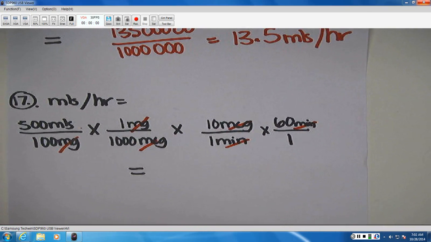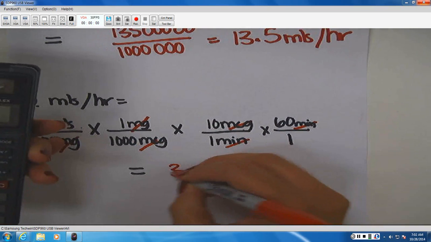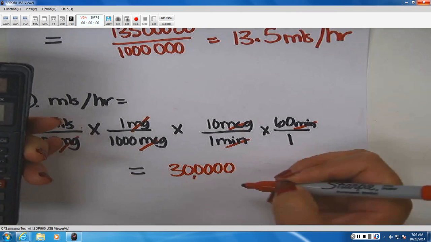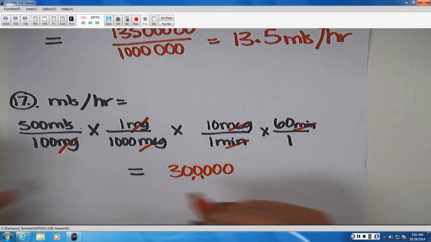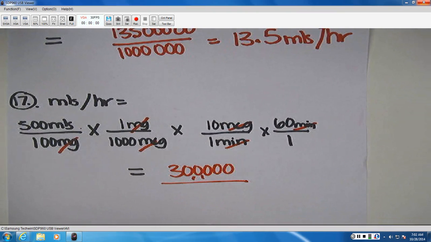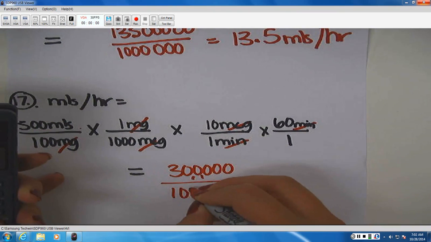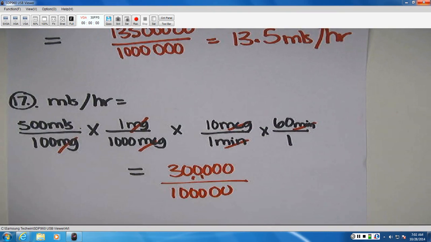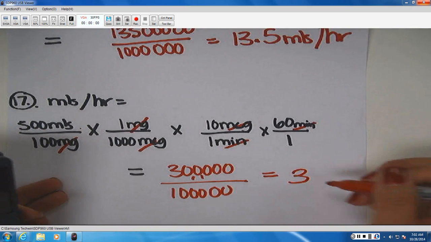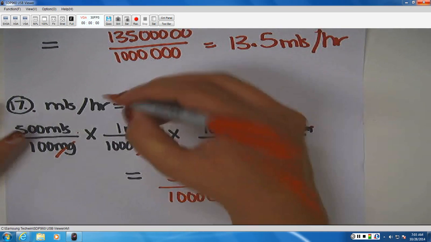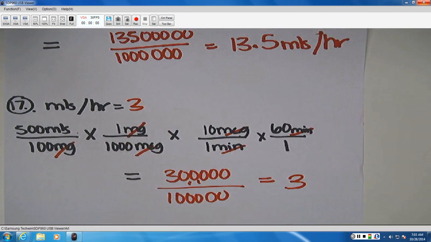So 500 times 10 times 60 is 300,000, divided by 100 times 1,000, which is 100,000. 300,000 divided by 100,000 equals 3. So we're going to give 3 mLs per hour.